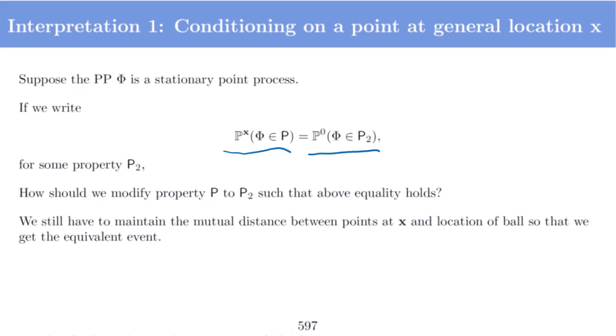Of course, P and P2 would be different, because conditioning on a point x is different from conditioning on a point at the origin. To maintain the same probability, we have to make sure the event occurs with the same probability. And it's a stationary point process, so absolute location does not matter. If we can maintain the distance between the conditioning point and the part of the point process in which we are looking at the property, then we can maintain this probability.